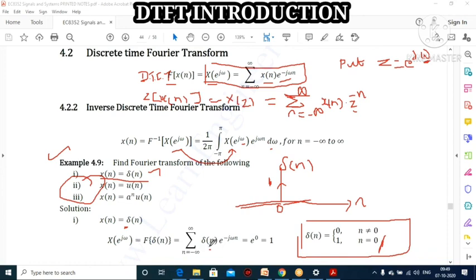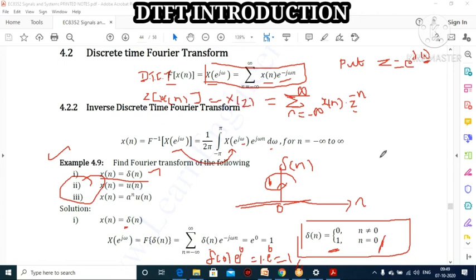I substitute n equal to 0: del of 0 into e to the power of 0. Del of 0 is 1, and e power 0 is always 1. So the result is 1. There is no need to expand the remaining summation, because the remaining terms are 0, and 0 into anything is 0. So I take only the n equal to 0 value. The answer is 1. X of e power j omega is 1. So DTFT of del of n is equal to 1.